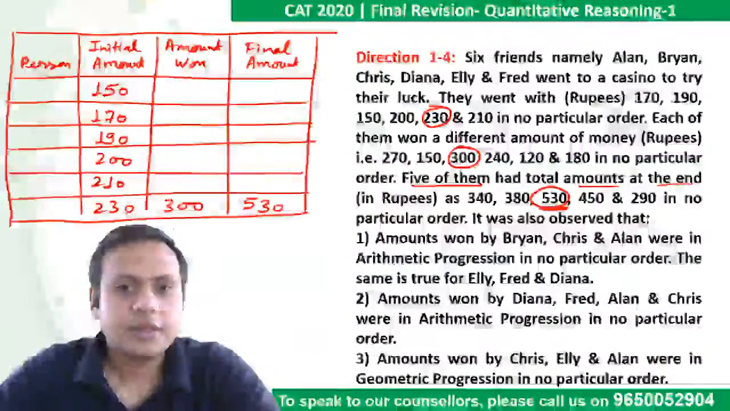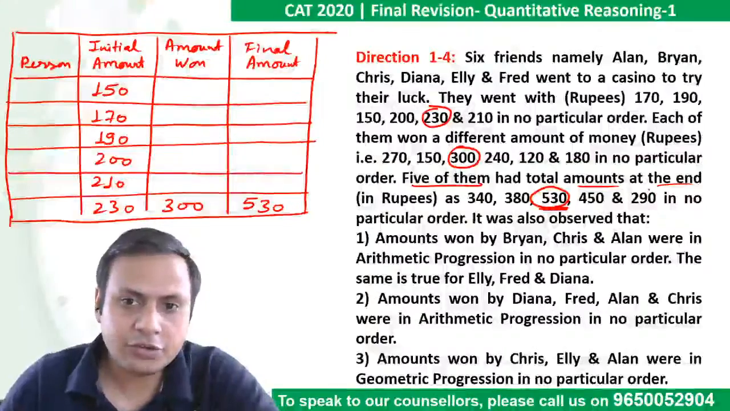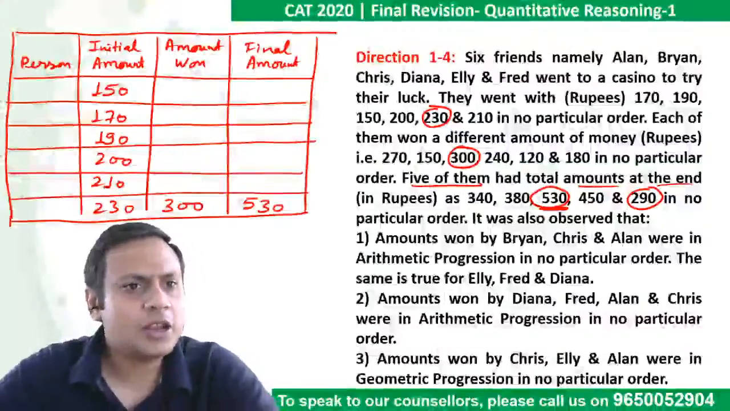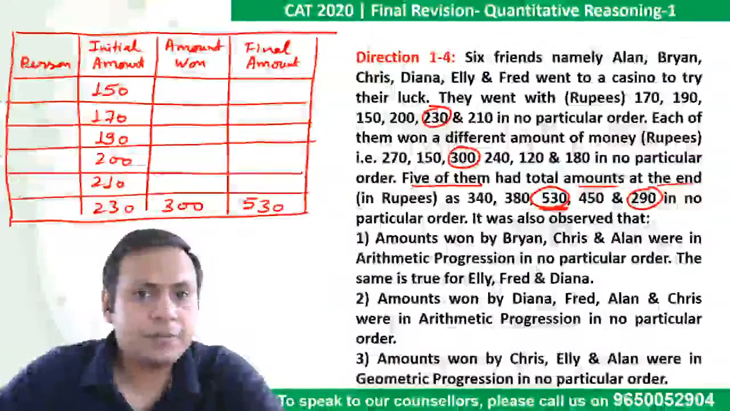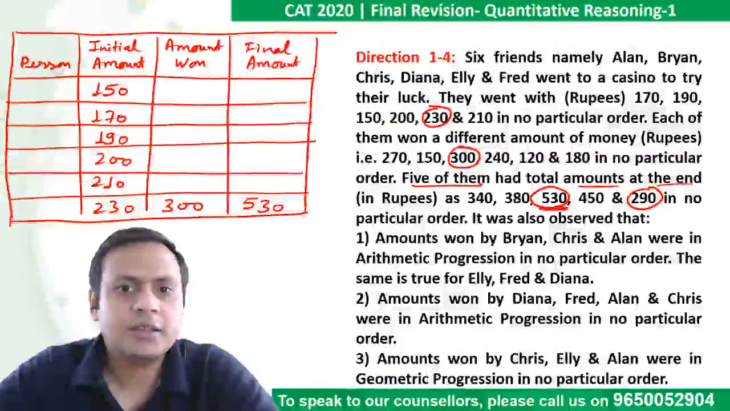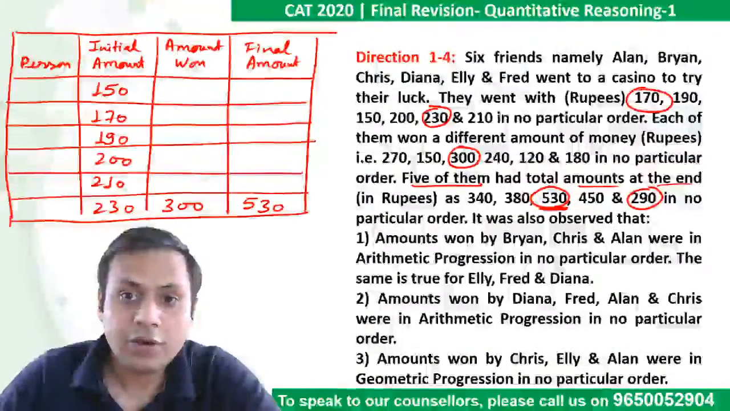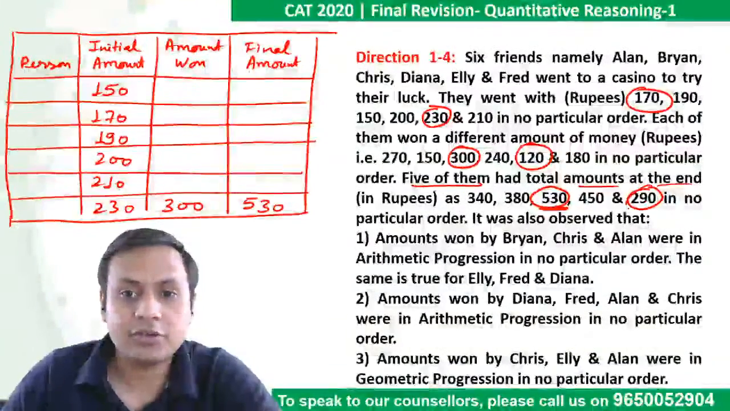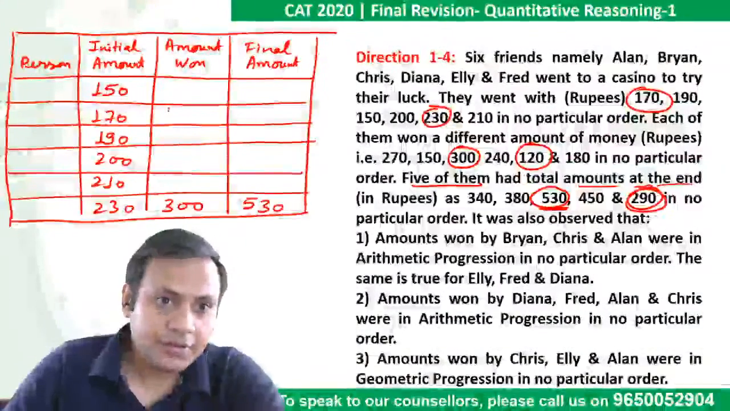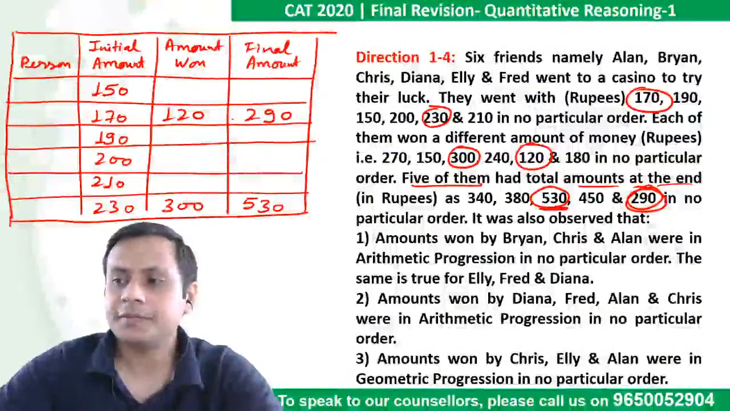Now, similarly, the least amount that we have here is 290. How can we get 290? 150 plus 140? Not possible. 170 plus 120 is possible. 170 plus 120 is equal to 290. In fact, this is the only case.